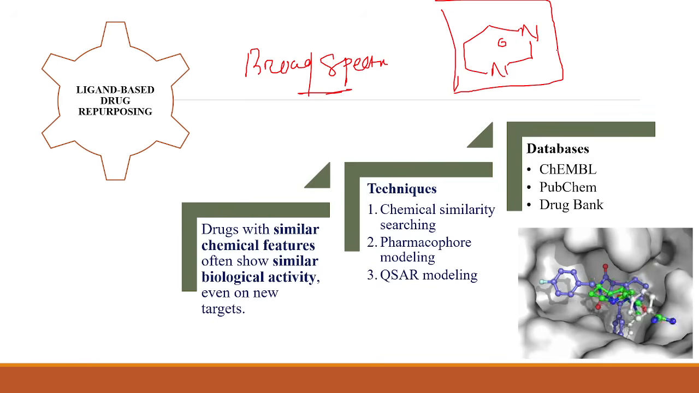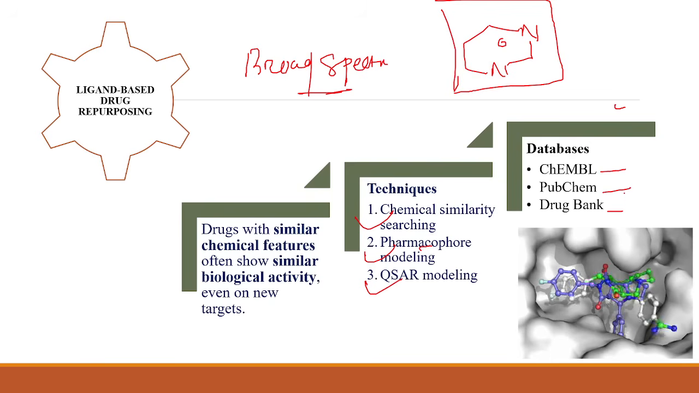So where to find out these things? We can perform techniques like chemical similarity searching, pharmacophore modeling, and QSAR. It is very similar to structure-based drug design and ligand-based drug design. So what databases can we use? We can use ChEMBL, PubChem, and DrugBank. These three databases we can use to find the ligand molecule for our drug repurposing.